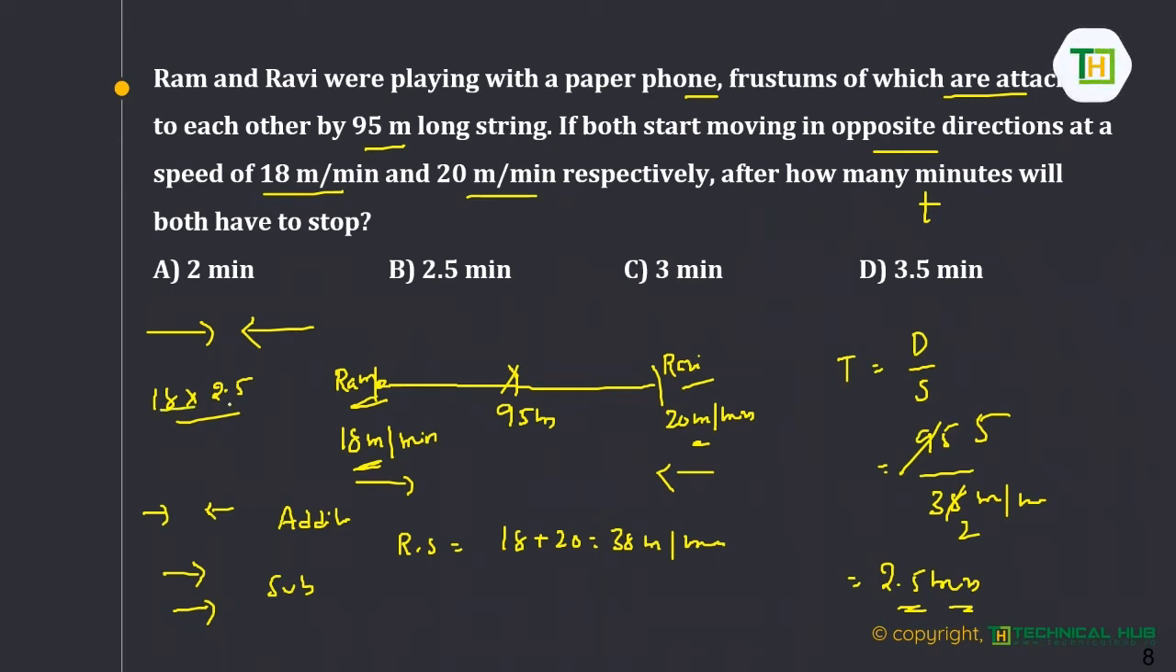Okay, but here they are not asking what is the distance covered by Ram and Ravi. They're asking, after how many minutes both will stop? So after 2.5 minutes, both will stop.